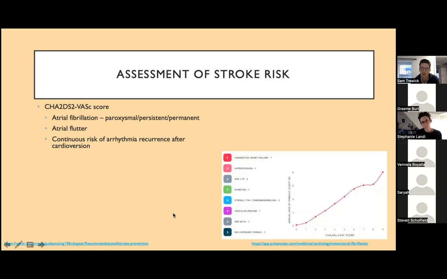And the importance of this, the evidence behind it, is looking at this here. Down the bottom here on the x-axis is the score, and here on the y-axis is your annual risk of an embolic event as a percentage. And as you can see, as the score goes up, generally speaking, your risk of embolism goes up quite significantly.